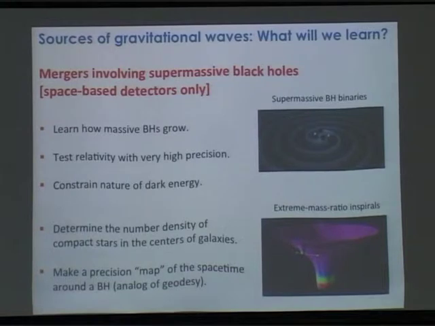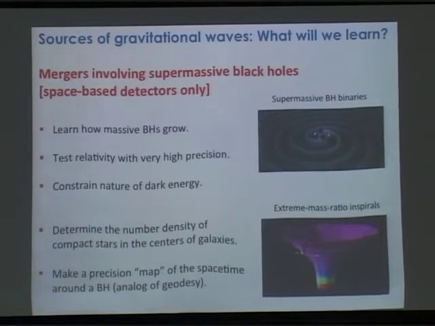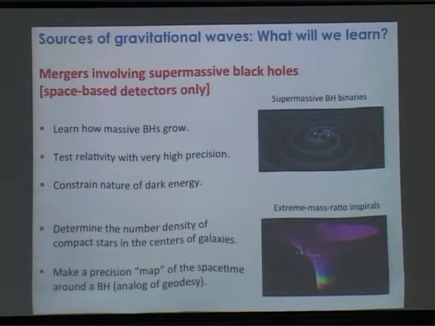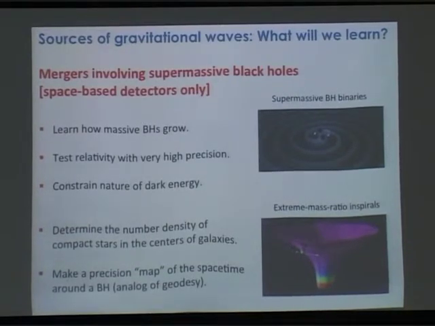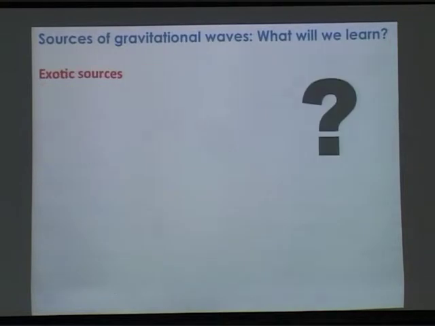And we'll also be able to make a very precise map of the space-time geometry around the supermassive black hole. Essentially, we'll be able to do the analog of geodesy around the Earth, when we send a satellite around the Earth and very accurately map out the gravitational field of the Earth. The hope is that we'll be able to do something similar around a black hole and essentially test whether or not the space-time geometry agrees with the actual analytic solution to Einstein's equations.